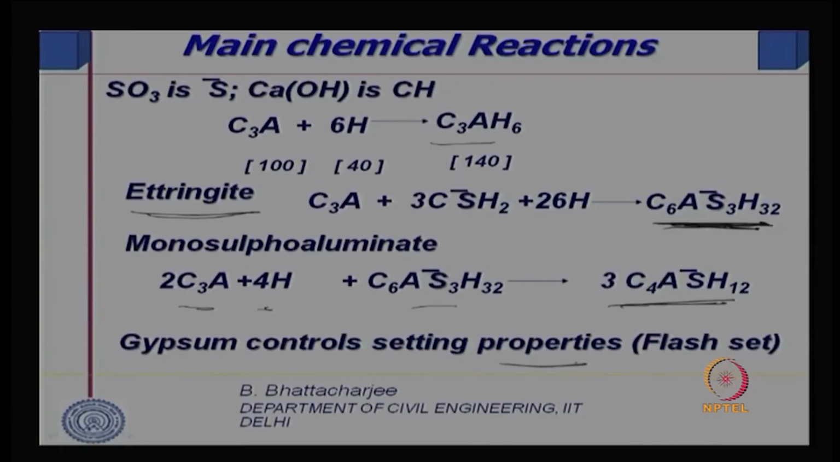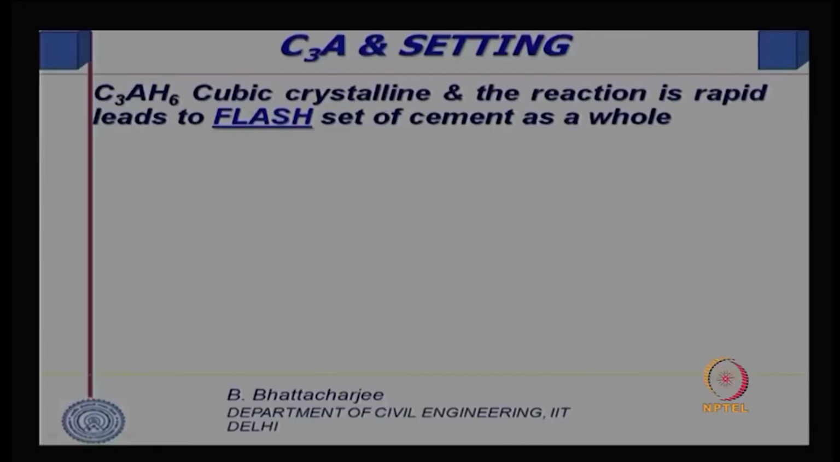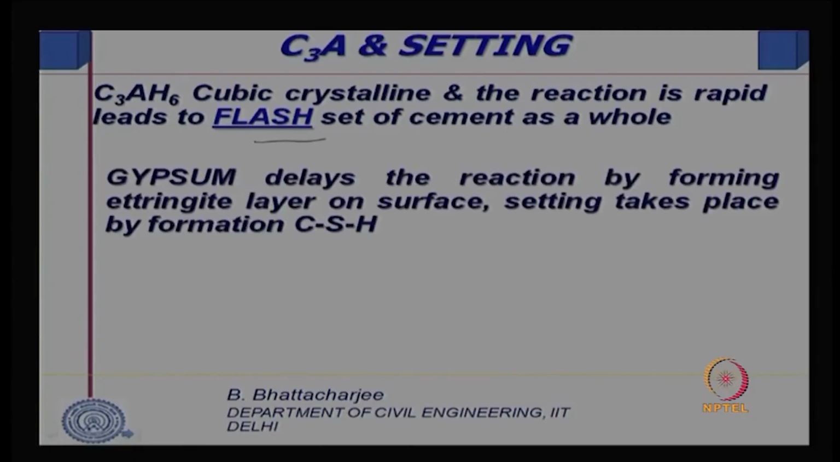Gypsum controls setting properties; we will discuss this sometime later on. What happens is, if you do not have gypsum, then C3A quickly reacts with water and can result in what is called flash set, and too much gypsum, on the other hand, can result in what is known as false set. We will come to that. So, C3A is a cubic crystalline phase, and the reaction is rapid, which leads to flash set of the cement as a whole, and it is not desirable because this flash set does not allow C3S and C2S to react.